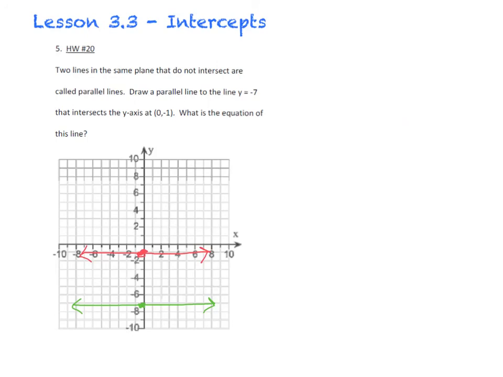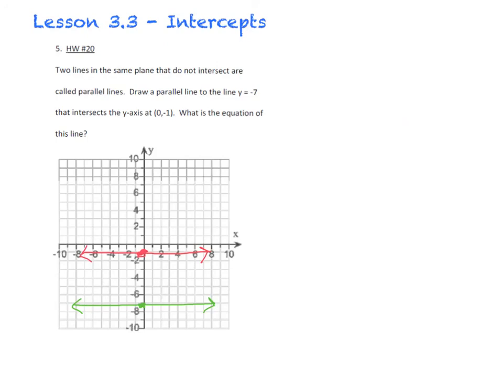Does this line touch the x-axis? Will this line ever touch the x-axis? Will it ever touch this line right here? It won't. So if a line does not ever touch an x-axis, that means there is no x in the problem. There's no x in the equation. There's only going to be a y because it doesn't touch the x. It does not intersect the x. So we can begin knowing that this line will never touch the x-axis.